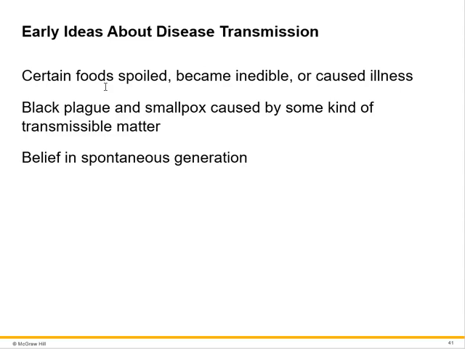The Black Plague and smallpox were caused by some kind of transmissible matter. They blamed it on the rats. It wasn't actually the rats. It was a bacteria on a flea on a rat that caused the plague. And smallpox was a virus that nobody could really see. So they didn't understand how it was transmitted at the time.